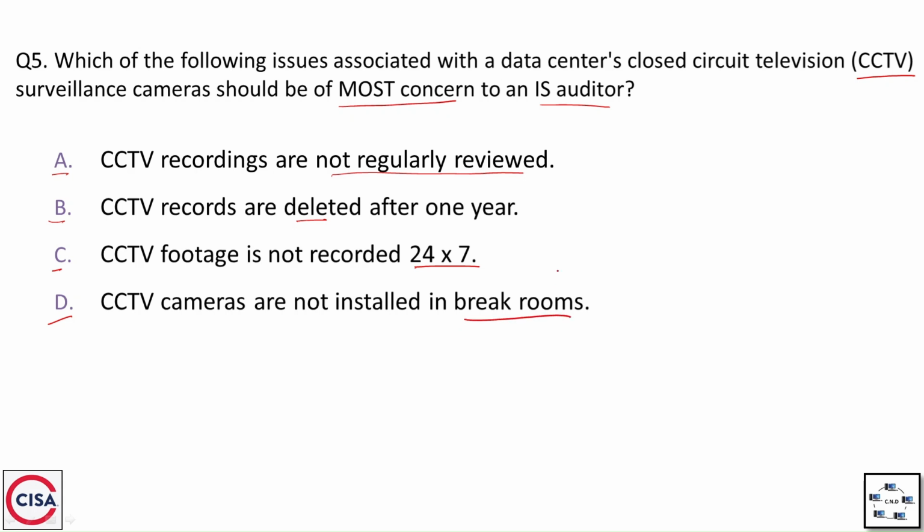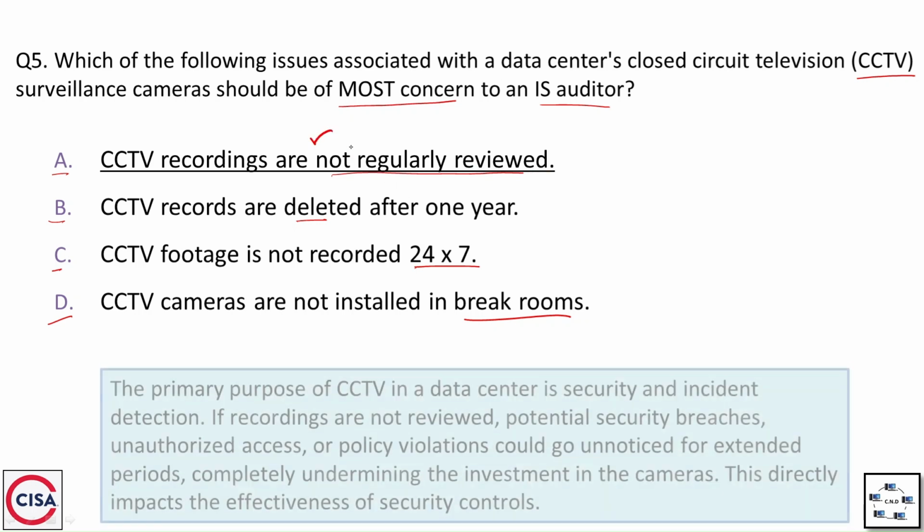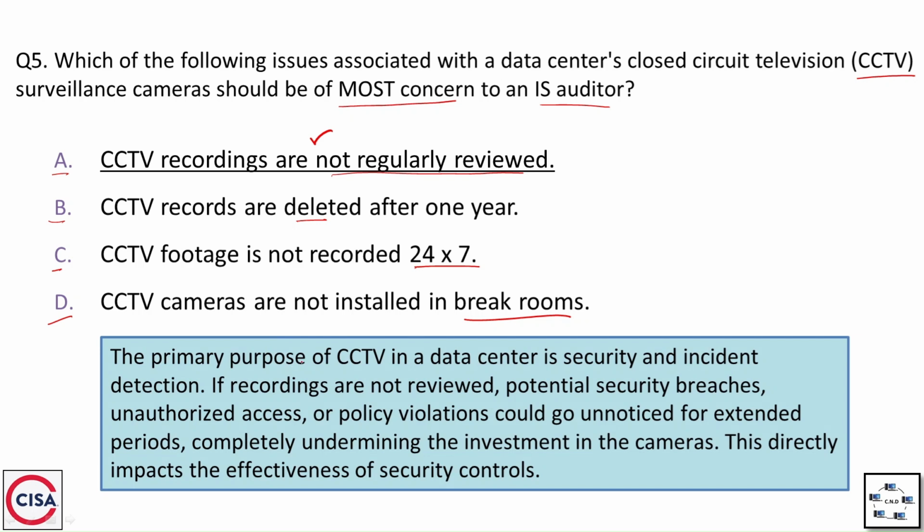And the correct option is CCTV recordings are not regularly reviewed. So the primary purpose of CCTV in a data center is security and incident detection. If recordings are not reviewed, potential security breaches, unauthorized access, or policy violations could go unnoticed for extended periods, completely undermining the investment in the cameras. This directly impacts the effectiveness of security controls.